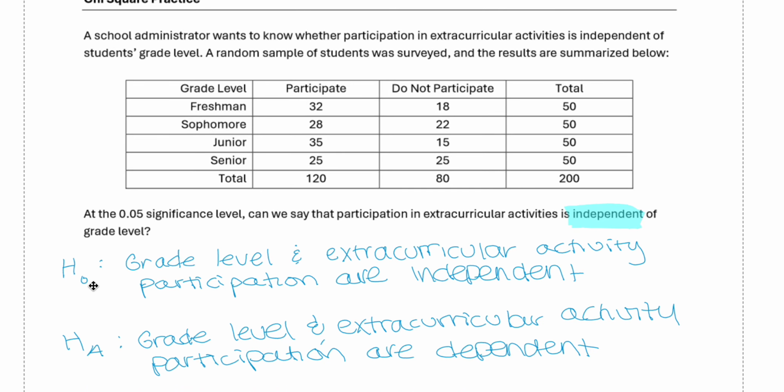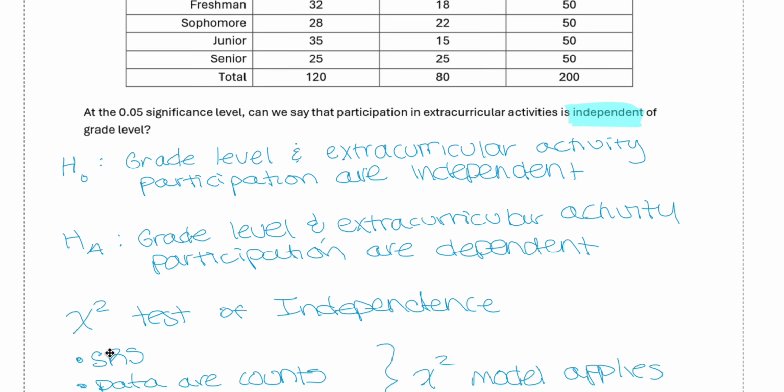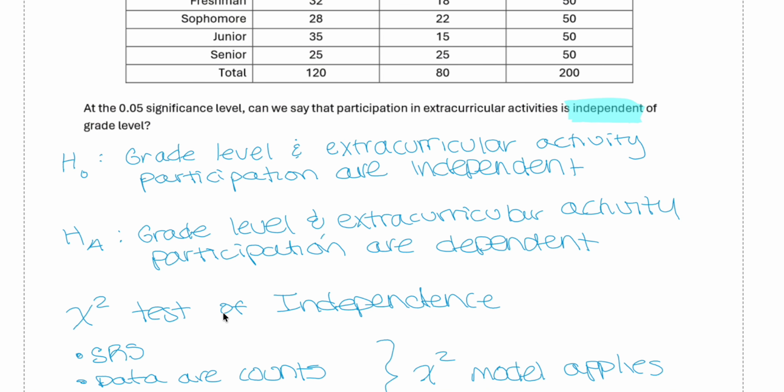Therefore, we're going to start by listing the hypotheses. Our null hypothesis will be grade level and extracurricular activity participation are independent. And our alternative hypothesis will be grade level and extracurricular activity participation are dependent. So the name of the procedure is chi-square test of independence.